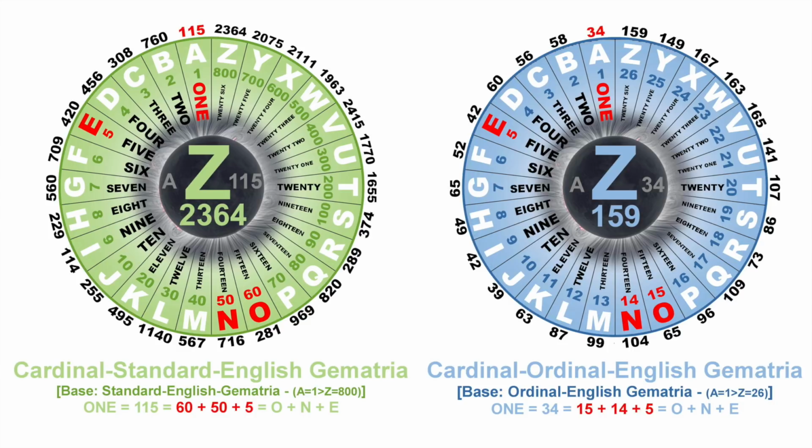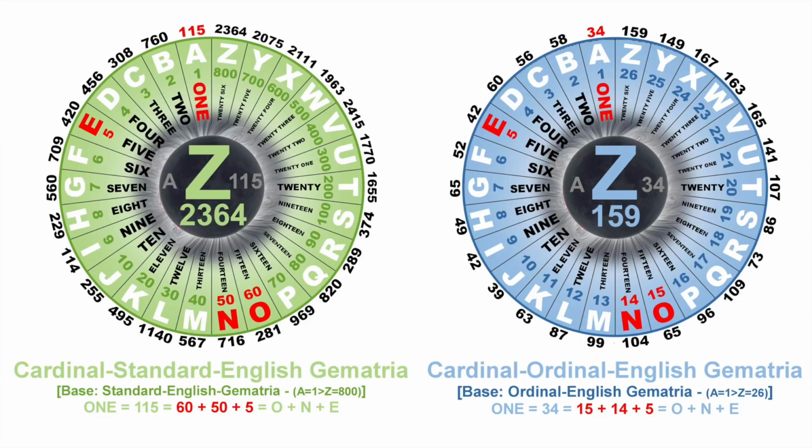For Cardinal Standard English Gematria, the number 1 has a value of 115, since the letters O, N and E that spell the word one have the values 60, 50 and 5 respectively, which, if added together, total 115. Since A is the letter that corresponds to the number 1, it then has a value of 115.